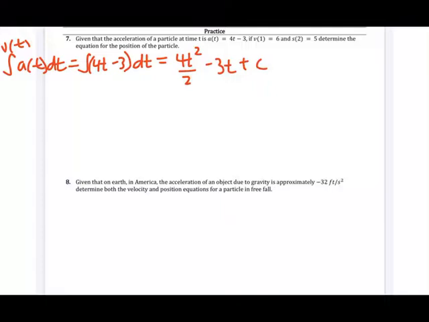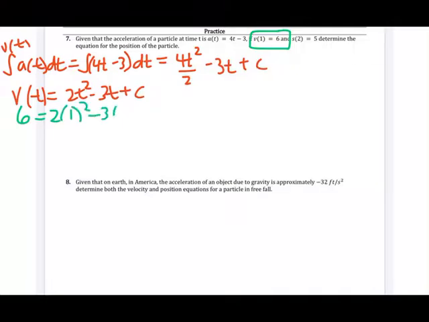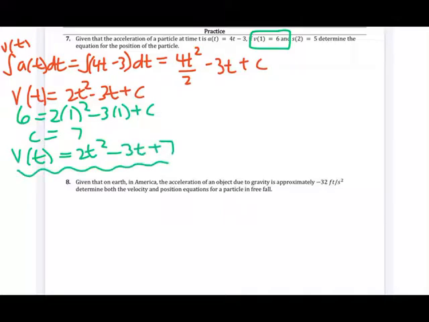So I know that my velocity function is 2t squared minus 3t plus c. But since we have this information that when t is 1, velocity is 6, we can substitute that in to figure out exactly the value of c. So when we do this, we're going to get that c equals 7, which means we can rewrite our velocity function as 2t squared minus 3t plus 7. So here's our velocity function.